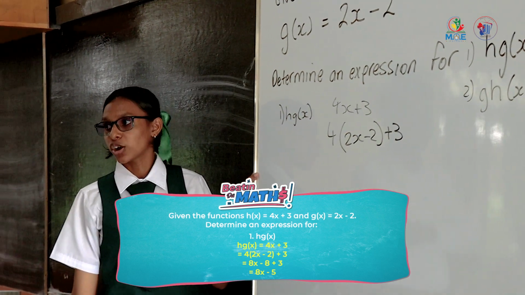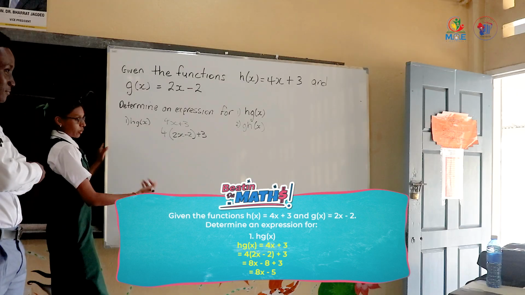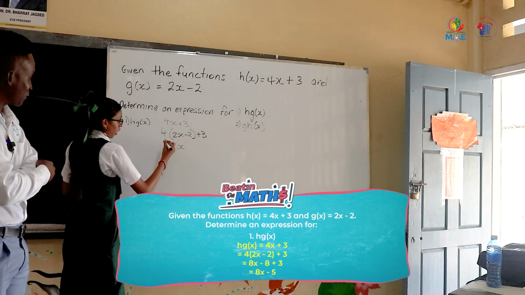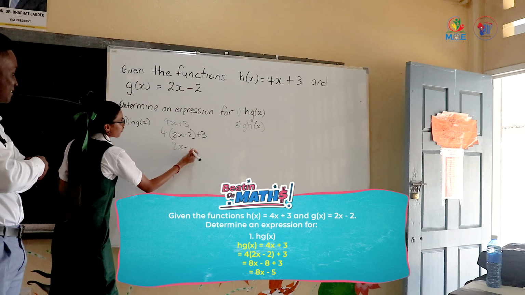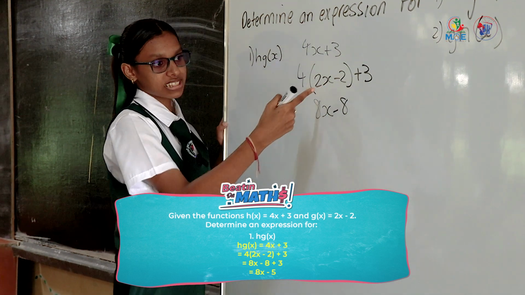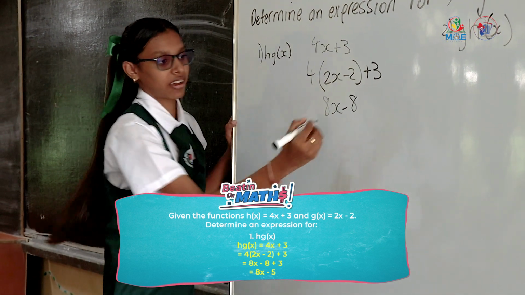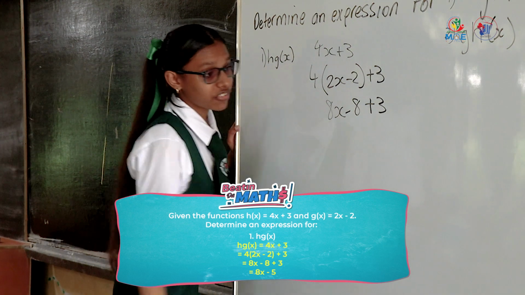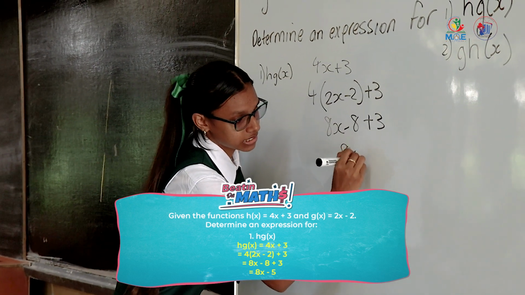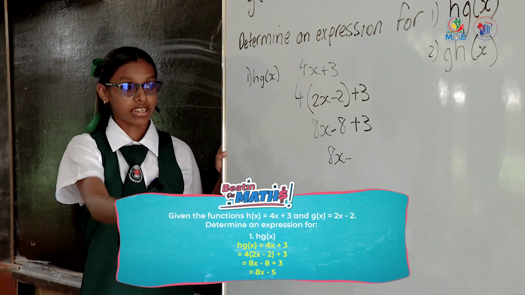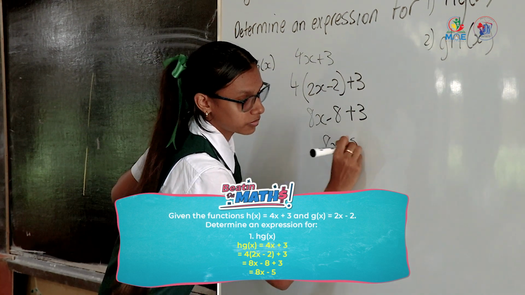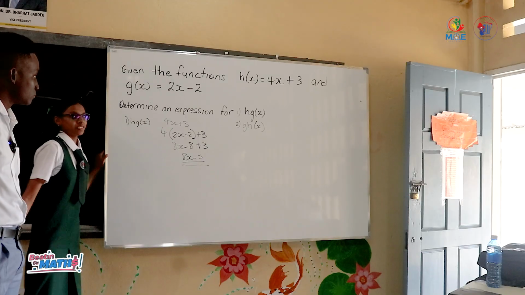Now this is partially correct, however it has to be simplified. So we could expand it: 4 twos are 8, which will give us 8x. 4 by negative 2 will give us negative 8. And since this is out of the bracket, we just put it back. However, this can be simplified further, which will make it 8x minus 8 plus 3, negative 8 plus 3, which will give us negative 5. And this would be your expression.